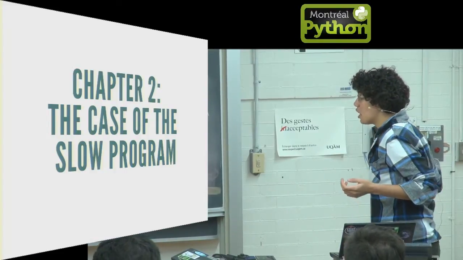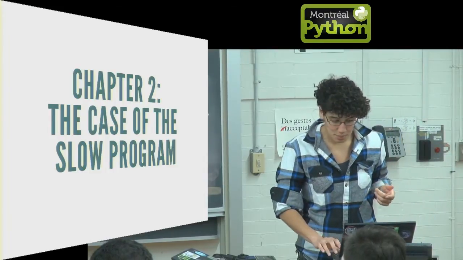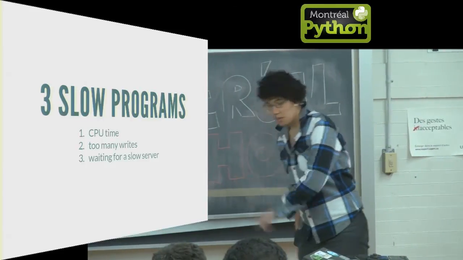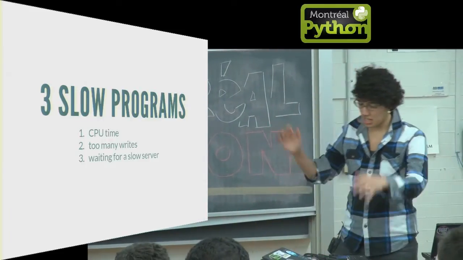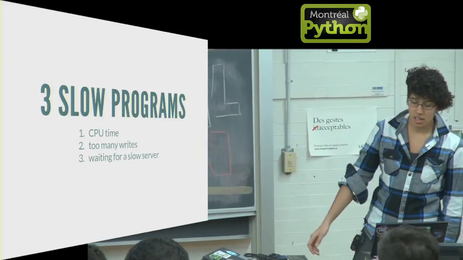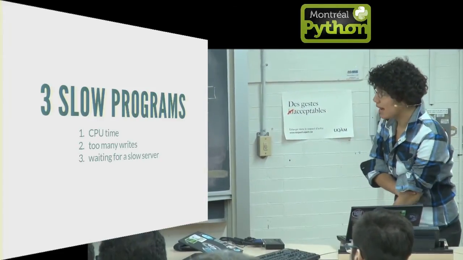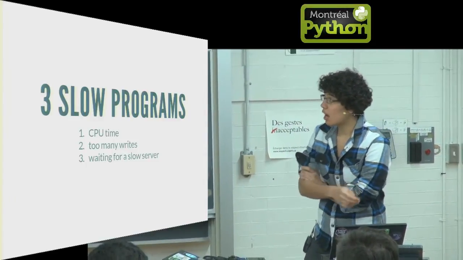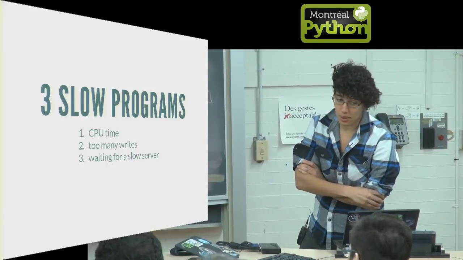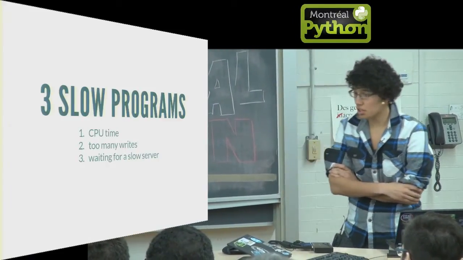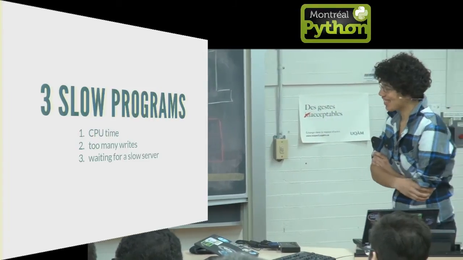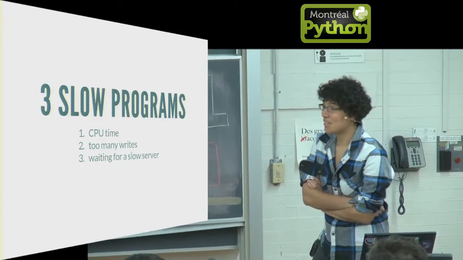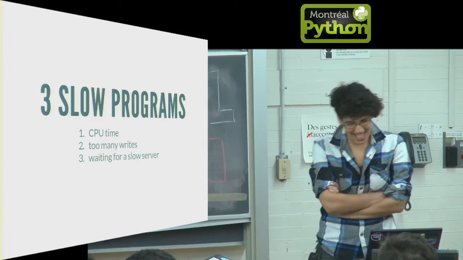Okay, so now we're going to solve the case of the slow program. I wrote three slow programs for this talk. One of them is slow because it spends all of its time doing CPU stuff and calculations. One of them is slow because it's writing too much to disk or reading too much from disk. And the third one is slow because it's waiting for a slow server to reply. It sent out a request to some server, and the server is just going to wait a long time before it replies, instead of replying on time.